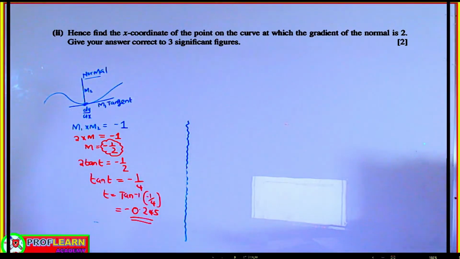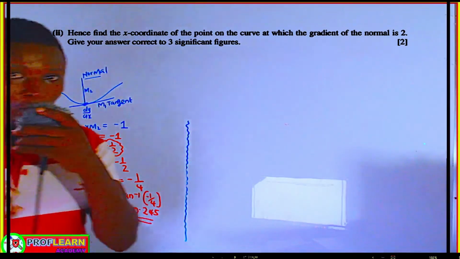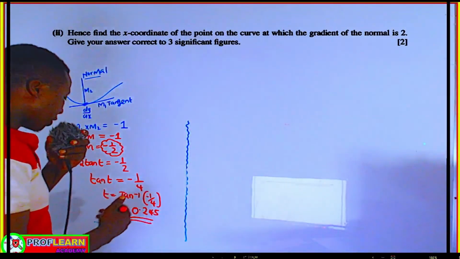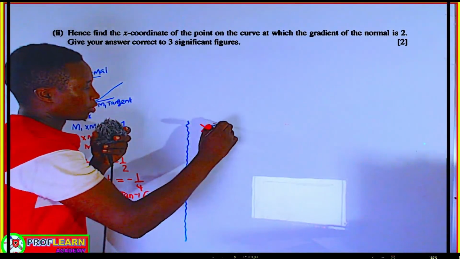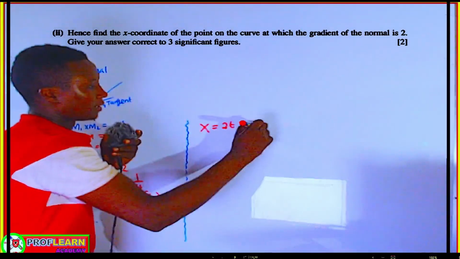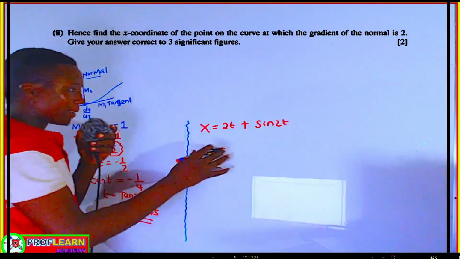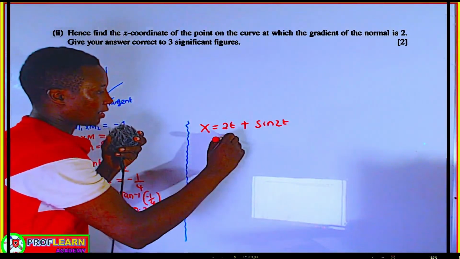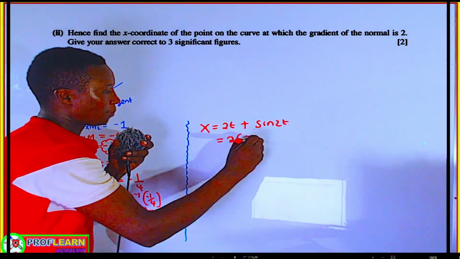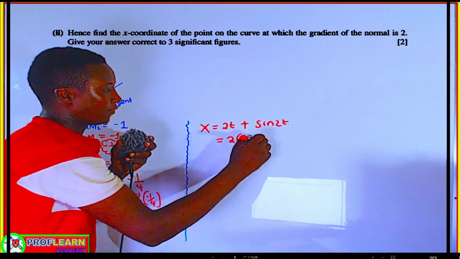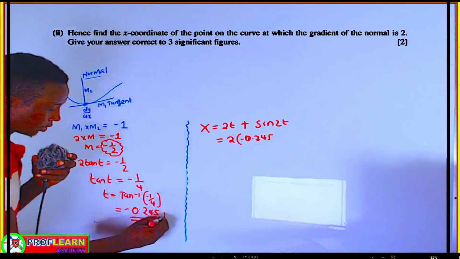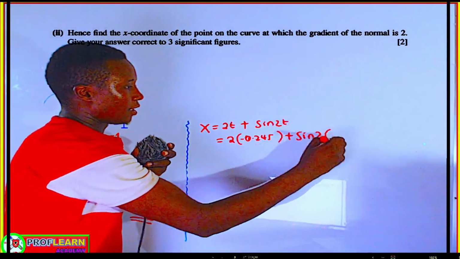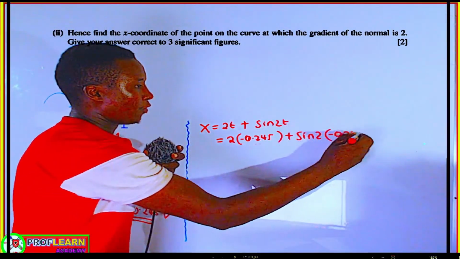Now, once we have the value of t, because we are finding the x coordinate, we are going to substitute that back into the parametric equation that we are given for x. x is equal to 2t plus sine 2t. So remember, this is the equation that we were given in the first place, and then we are going to substitute and say that is 2 into negative 0.245, the value that we have gotten at this point, then plus sine 2 into negative 0.245.